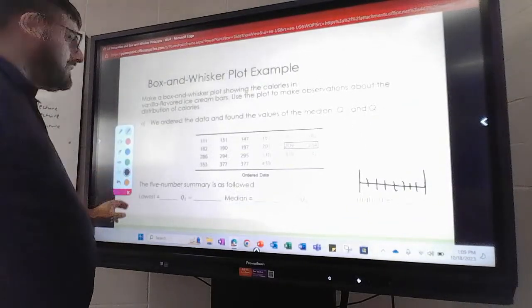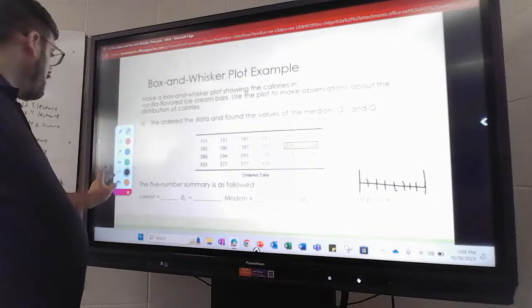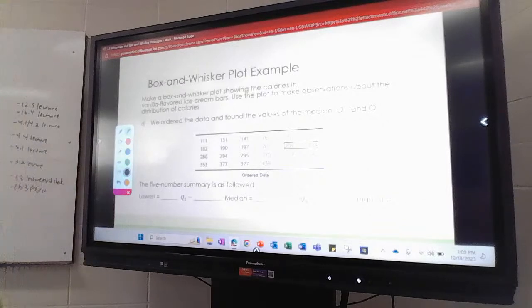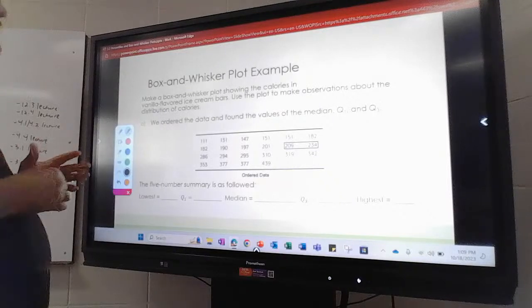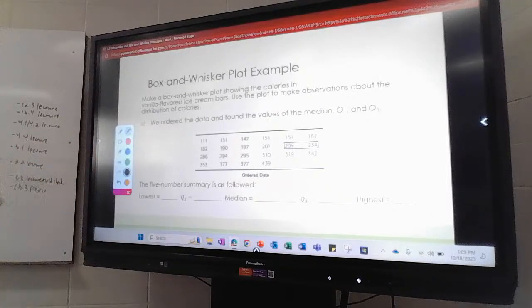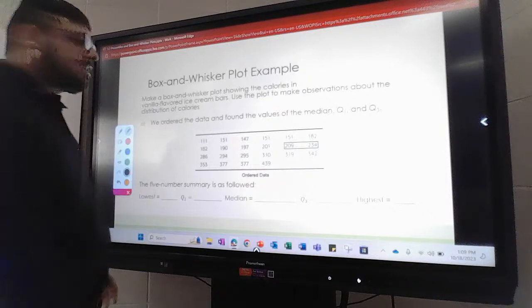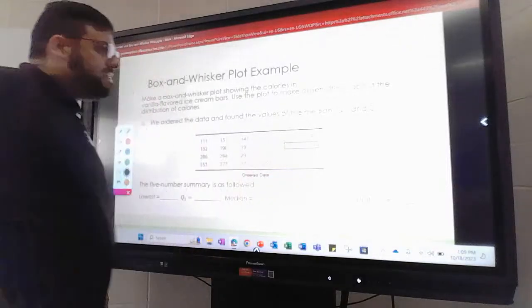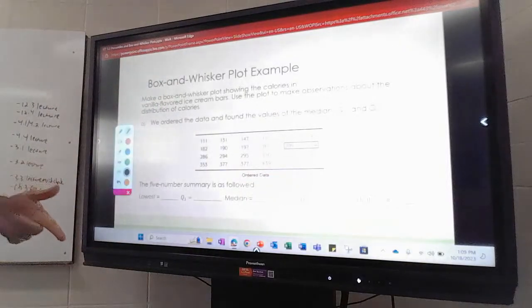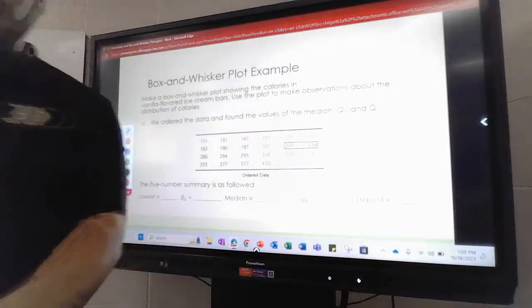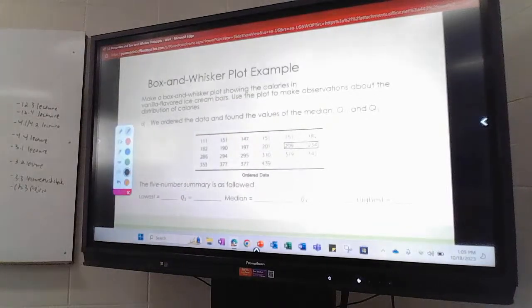So let's use this as an example. Make a box and whisker plot showing the calories in vanilla flavored ice cream bars. Use the plot to make observations about the distribution of calories. Here's the data. It's already ordered from smallest to greatest, so we don't have to do it ourselves, and it's already identified where the median is. There's an even number of values, so we're going to add these two values up and divide by 2. Let's do that right now.